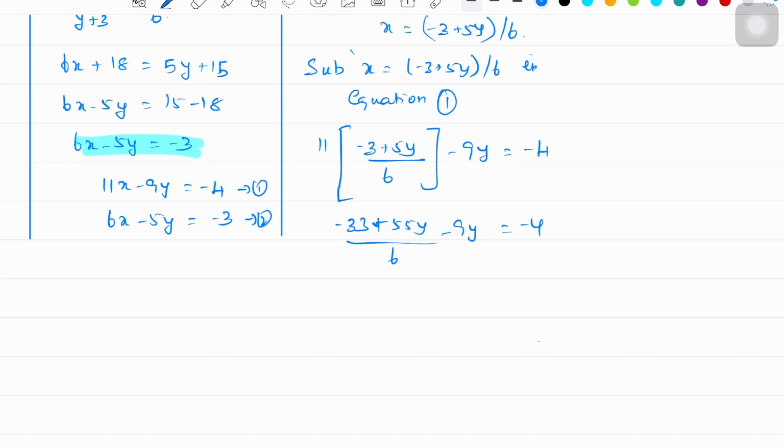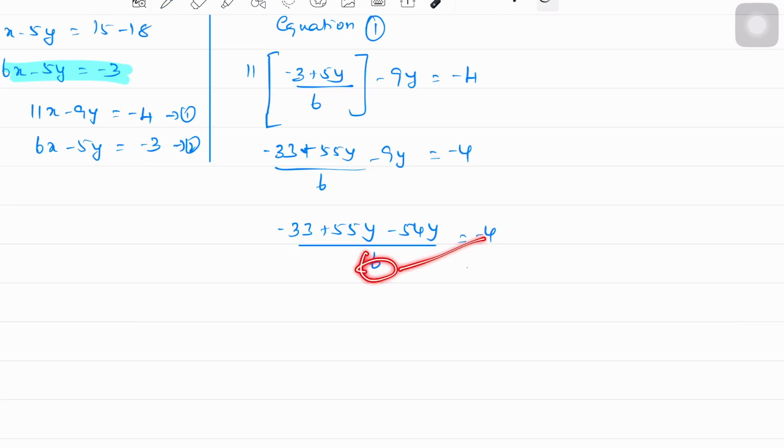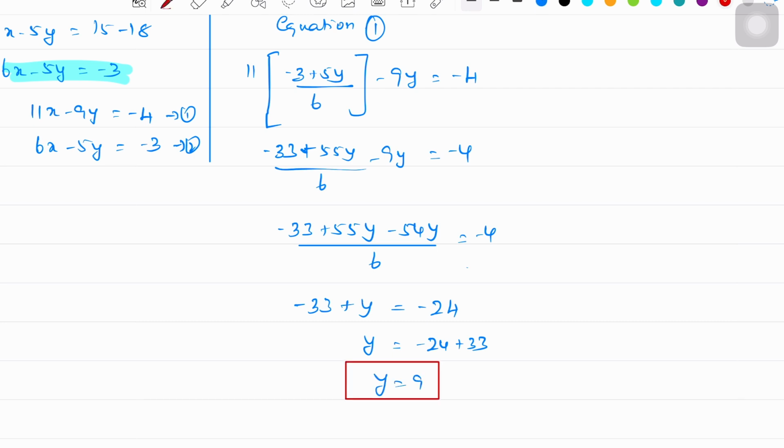So this is minus 33 plus 55y minus 54y, 6 into 9 over 6 equals negative 4. Cross multiply 6 and negative 4. So this is negative 33 and plus y, because plus 55 and minus 54 will be 1, equals negative 24, and y equals negative 24 plus 33, so y equals 9. Now we've got the value of y.